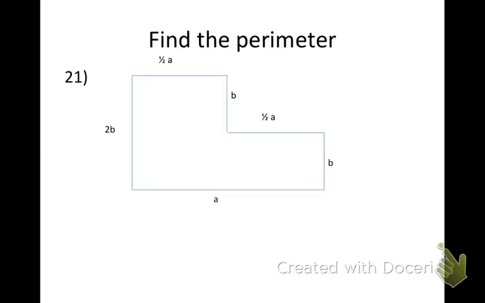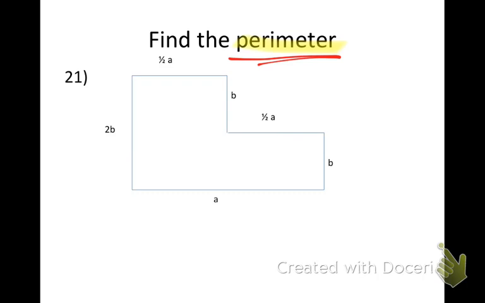Hang on a sec. All right, try this one on your own. It says find the perimeter. What does perimeter mean? Yeah, perimeter means the distance around. So that means I add up all of the sides of this figure. So take a couple seconds and find the perimeter on your own.